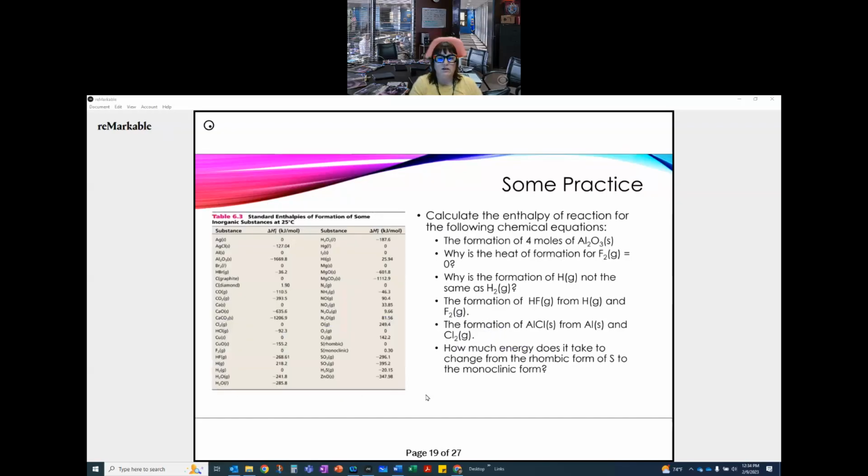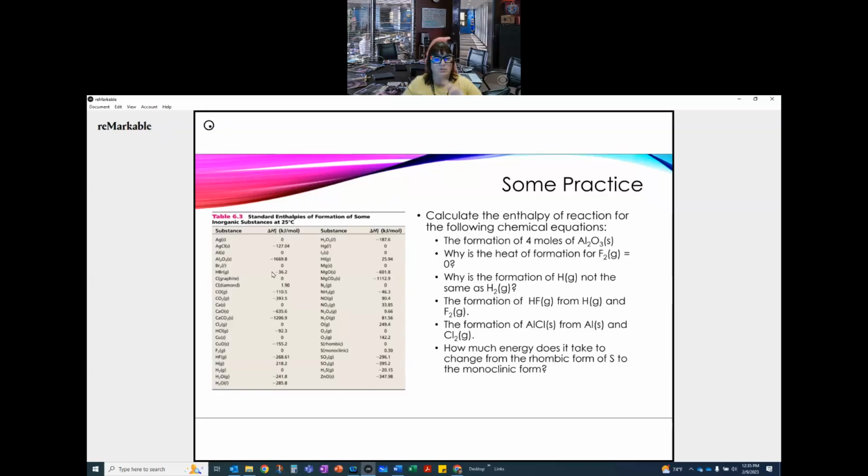Okay, some practice. What you'll see a lot of times is that there are standard enthalpies of formation of some inorganic substances at 25 degrees. Now, standard enthalpy of formation is how much energy it takes to make 1 mole of that thing at 1 atmosphere, 25 degrees, under normal conditions, from the elements in their standard states. Okay, so if we're talking about making AgCl, we have to start from Ag solid and Cl2 gas. Okay, this is how much energy it takes to make AgCl under those conditions.